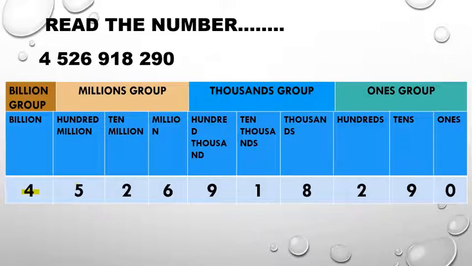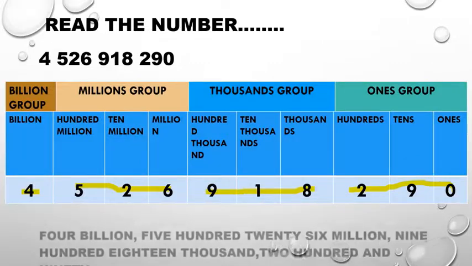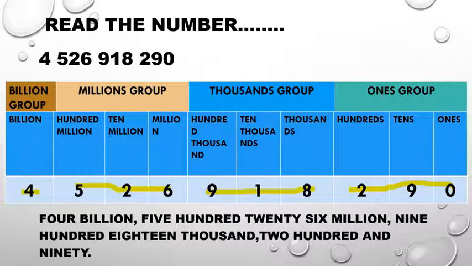Then 526 is in the millions group, so we will read it as 526 million. 918 is in the thousands group, so we will read it as 918 thousand, and then 290. So overall we will read it as 4,526,918,290.